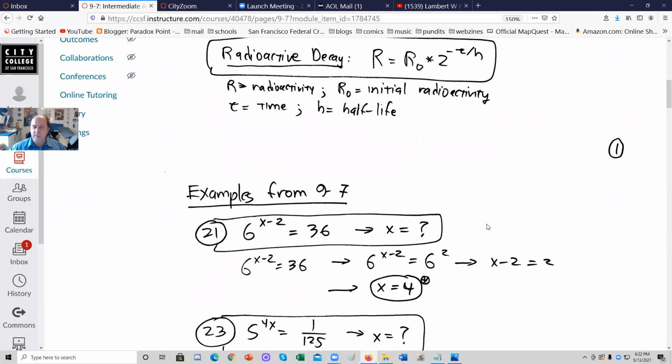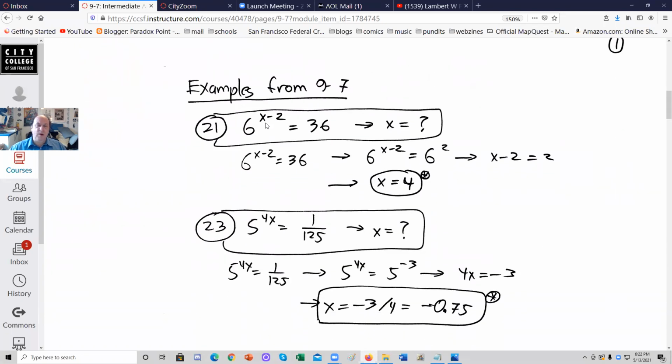So, for example, let's solve 6 to the power x minus 2 equals 36. What's x? Now, it happens that 36 is 6 to the second power. So 6 to the x minus 2 equals 6 to the second. Same bases, therefore the exponents are the same. x minus 2 equals 2, and therefore x equals 4.